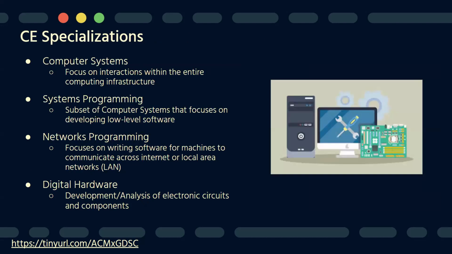I'll go ahead and cover the first 4 specializations since they're officially declared by UCSC. This goes for only computer engineering majors, but you will also have access to most of these classes as electives if you're a CS major. So if any of these classes interest you, I suggest you take them if you wish. Starting off, we have computer systems. This is the specialization where you're focusing on the interactions within the entire computer system, so to say.